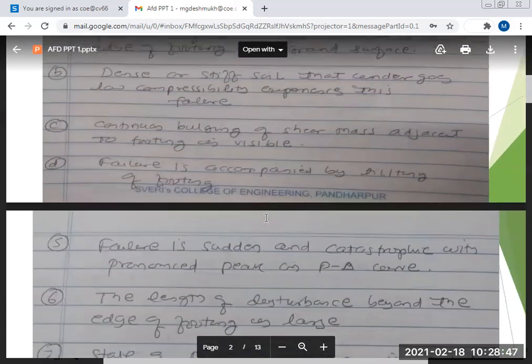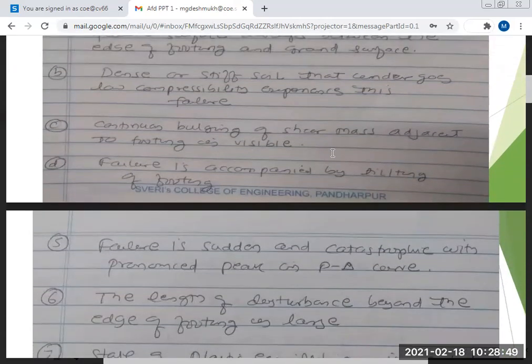Next one, continuous bulging of shear mass adjacent to footing is visible.